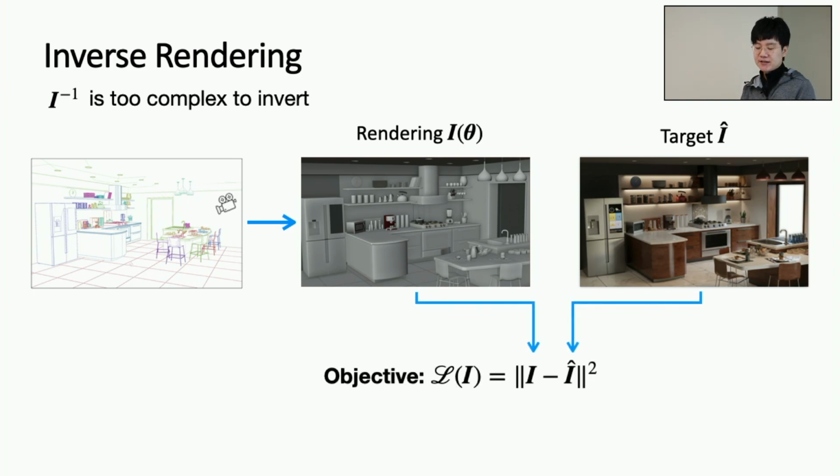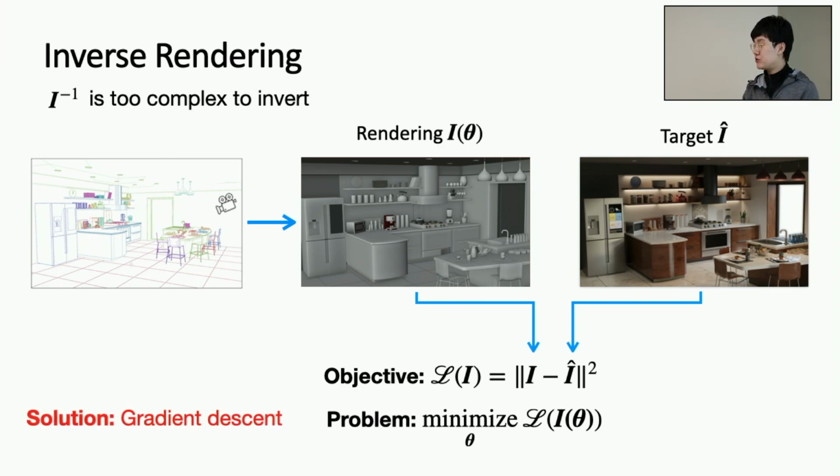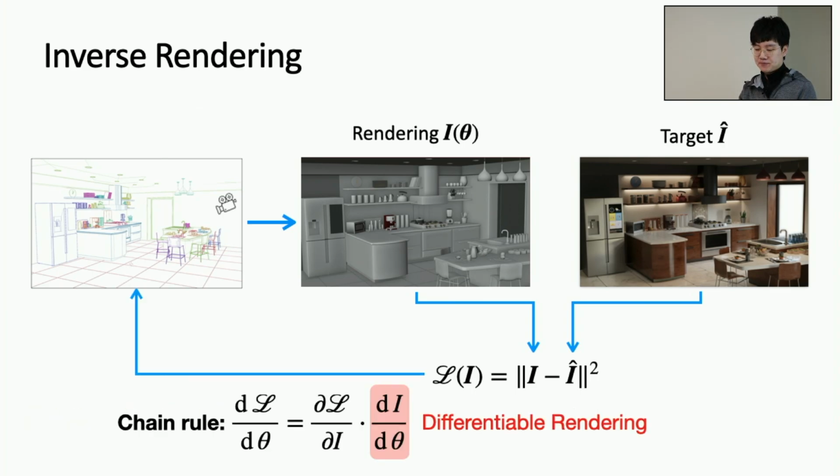To do this, we can define an objective function or a loss function, which quantifies the distance between the current rendering and the target. We can then try to minimize the objective function with respect to the scene parameter. Generally, this problem doesn't have a closed-form solution, so instead we resort to gradient-based optimization. Gradient-based optimization requires us to evaluate the gradient of the objective function L with respect to the parameter theta.